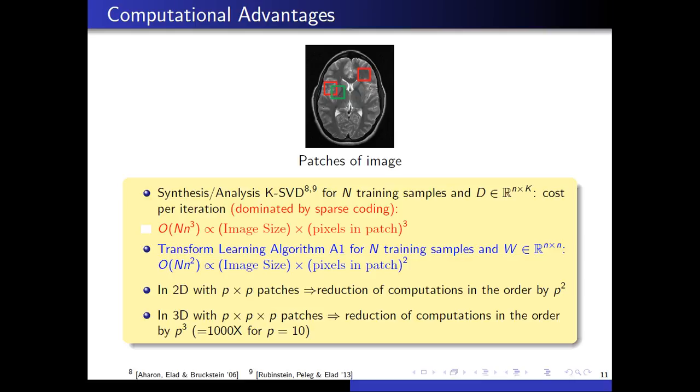For transform learning, it scales better. This cube goes down to 2. So we're bettering the order in terms of scaling. That can be significant. In 2D, with P by P patches, 8 by 8, the computations improve by a factor of like P squared, 64 times. In 3D, if you have three-dimensional patches, each of them, say, 10 by 10 by 10, you could get an improvement by a factor of 1,000. So nothing to sneer at. So we think that's a useful thing.